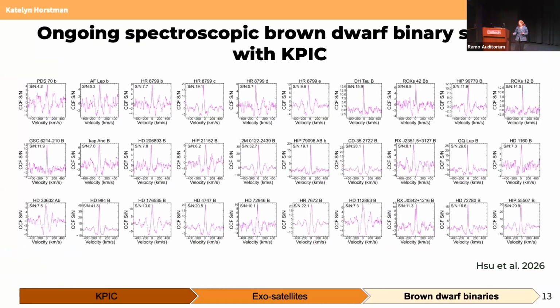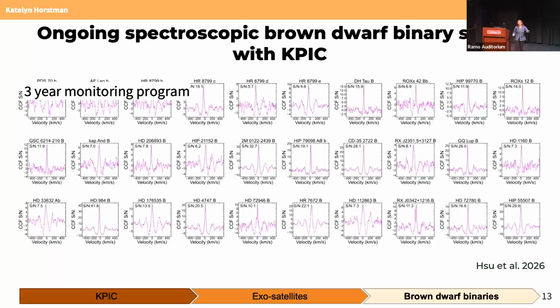So although the prospects for detecting exomoons with KPIC and these future high-resolution spectrographs seem really great, we thought, well, what can we do now with the current data we have before these other instruments go on sky? And as was talked about earlier, KPIC has already been able to detect about 30 substellar companions, all of which we can see in boxes on the screen here for CCF detections.